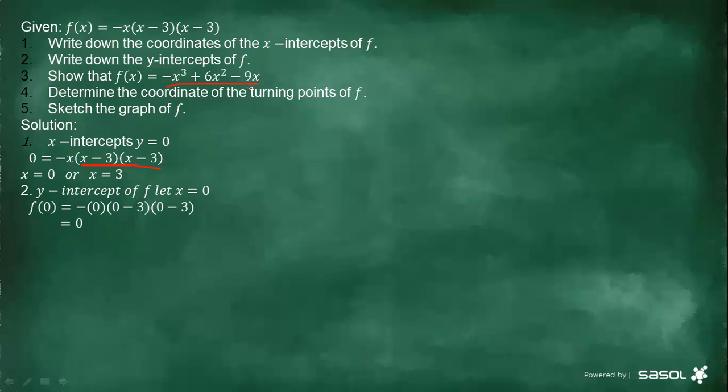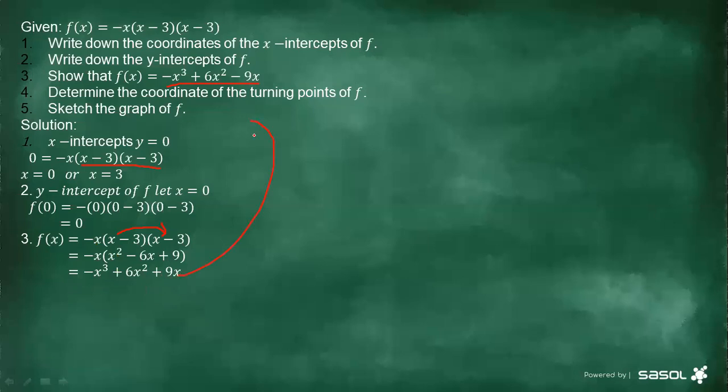The third question says show that f of x equals negative x cubed plus 6x squared minus 9x. And then you just write this. Thereafter, the second step, you're going to multiply these two brackets, and it's going to give us x squared minus 6x plus 9. With this negative x outside, we're going to open our bracket, and it's going to give us negative x cubed plus 6x squared minus 9x. So this is the same as this one.